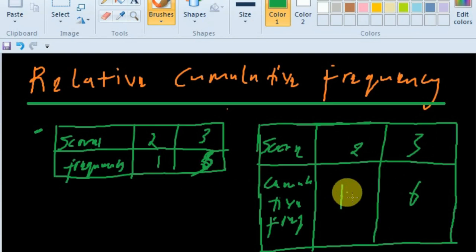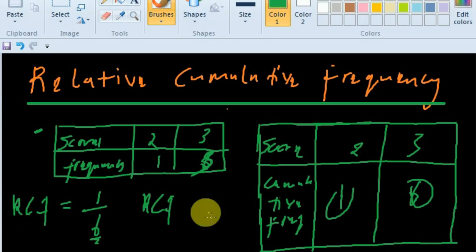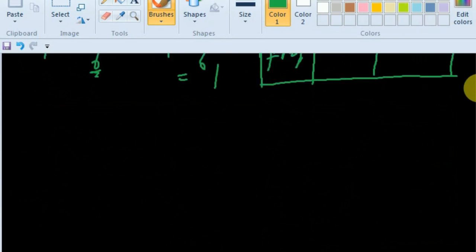To find the relative cumulative frequency for 2, I'm going to say the cumulative frequency of 2 divided by the total cumulative frequency. So I'll say 1 divided by 6. That's going to be my answer. And to find the relative cumulative frequency of 3, I'm going to say the cumulative frequency of 3 divided by the total cumulative frequency, which is 6 divided by 6, and the answer is 1. That's how you find the relative cumulative frequency. Let us use another example.